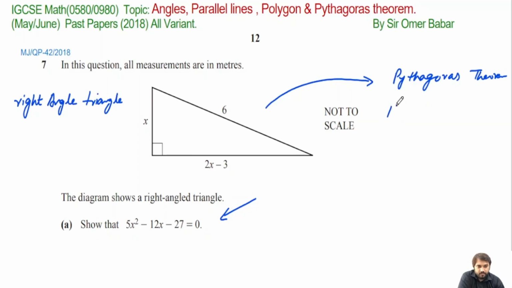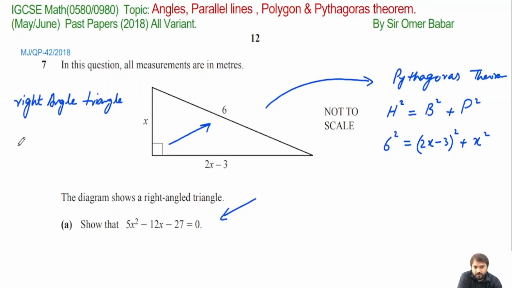How? Pythagoras theorem is hypotenuse square is equal to base square plus perpendicular square. Base is also known as adjacent. Perpendicular is this, also called opposite. Opposite to this 90 degree angle is the hypotenuse. So our hypotenuse is 6 square. Base is this 2x − 3 whole square, and perpendicular is x.